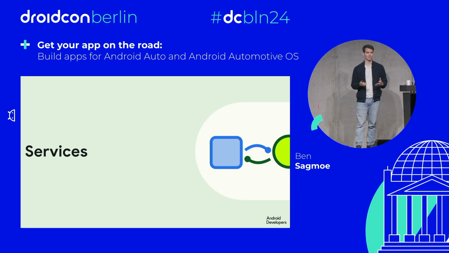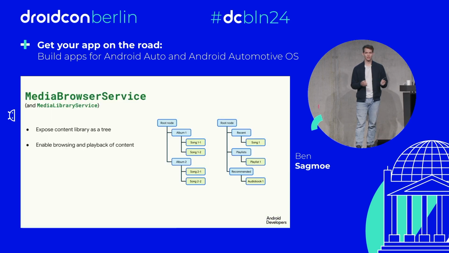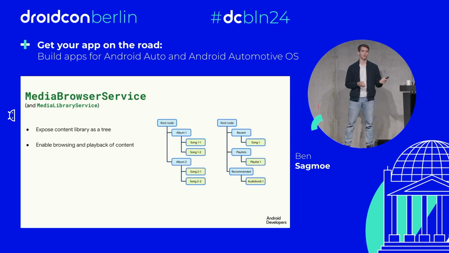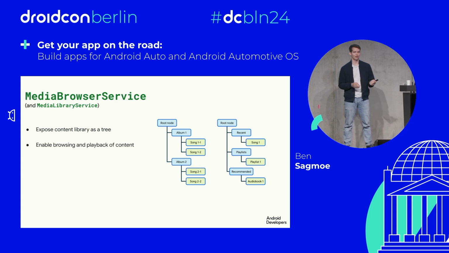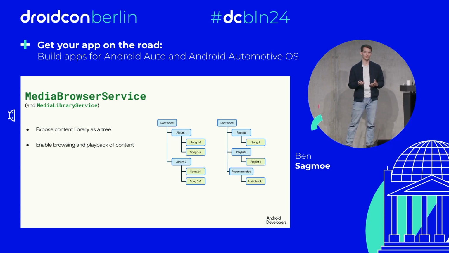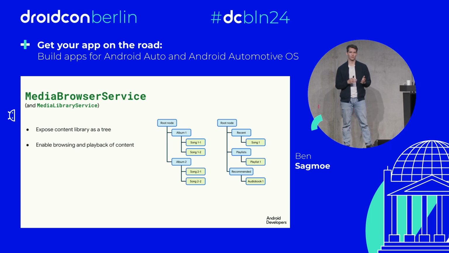Moving on to services, let's start with the media browser service, and this also includes its newer equivalent in Media3, the media library service. Technically, these are general purpose APIs that can be used by pretty much any app on any form factor, but in practice, they're mostly used on cars. At the core, they allow you to expose your app's content library in a tree and allow other apps to browse and control your content.